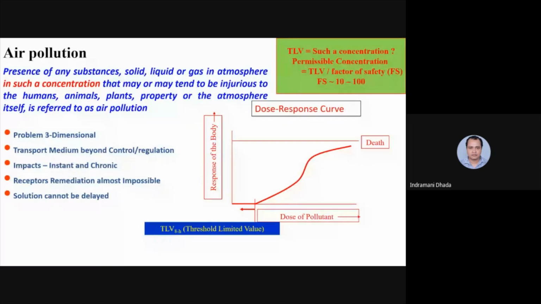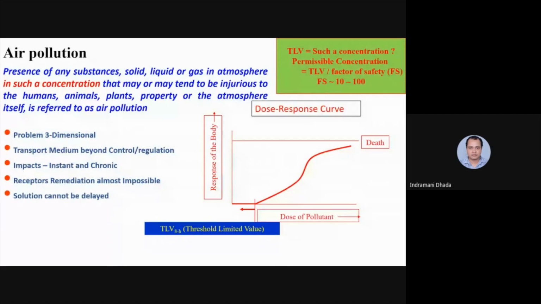The treated water you can discharge into the river, so you can do it easily. But in case of air, once the pollution is released into the atmosphere, it is very difficult to control those pollutants in the atmosphere. So the transport is also beyond our control, and the impact may be instant or chronic.